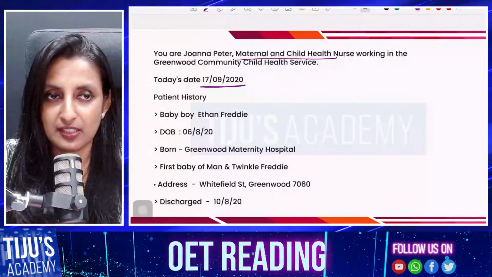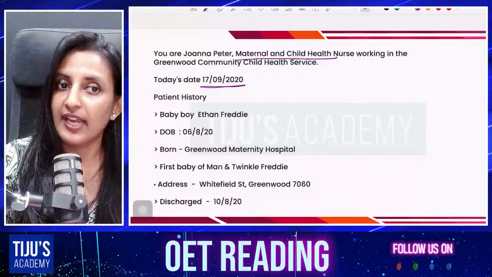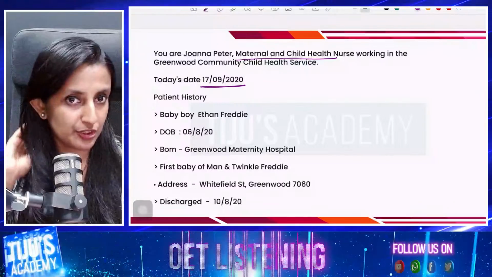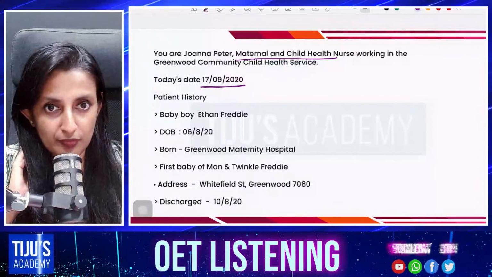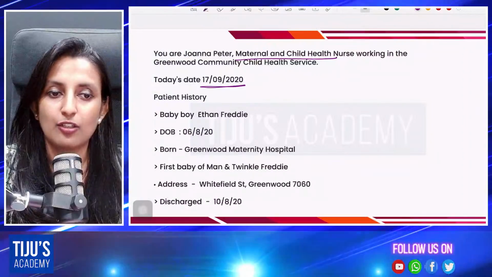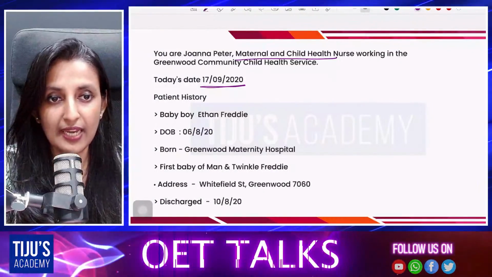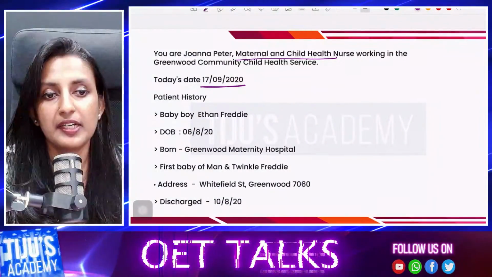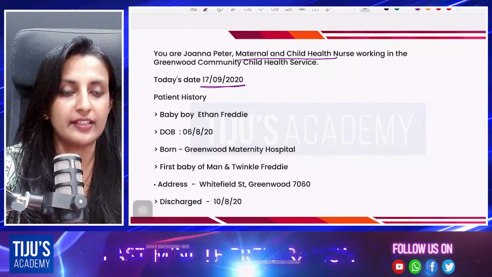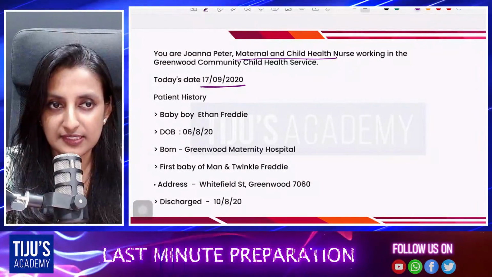The writer is a maternal and child health nurse, and today's date is 17 September 2020, and the name of the patient is Aiden Freddy, and the date of birth of the patient is also provided, and after birth the patient was discharged on 10th August 2020. And again it is mentioned that this Aiden Freddy is the first baby of his parents. These are the things that we have discussed so far.